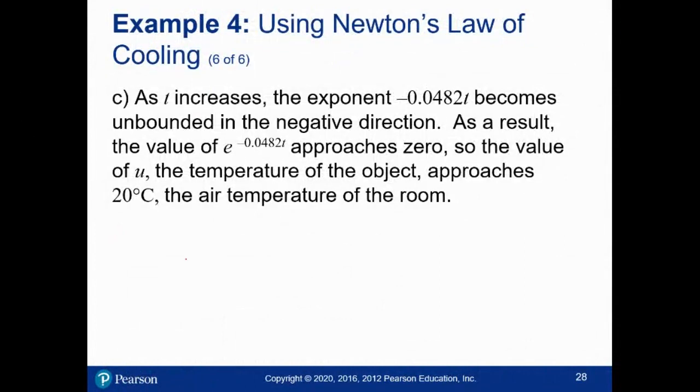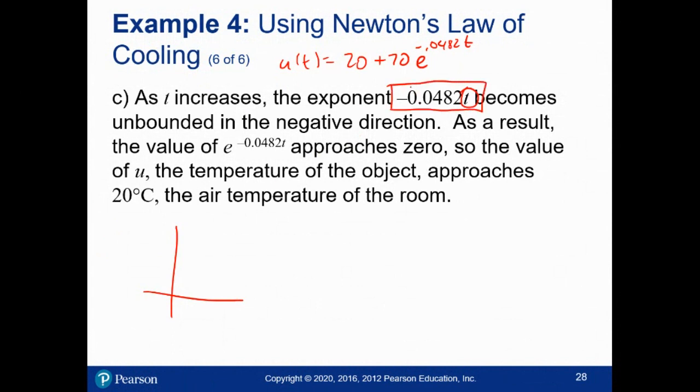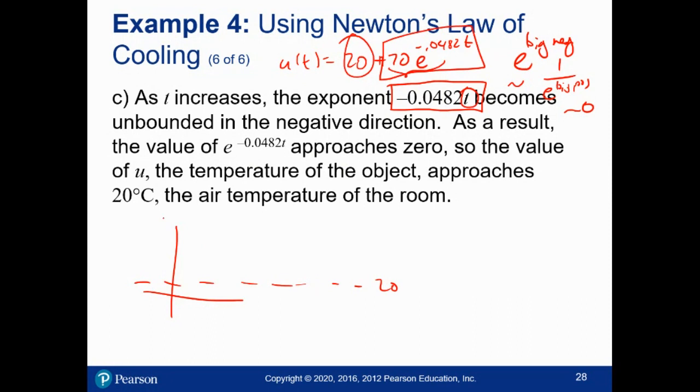So what happens as t increases? If you plot this function, U of t equals 20 plus 70 e to the negative 0.0482t. As t gets really big, the exponent gets very big but negative. So what happens to e to a big negative number? This is the same as 1 over e to a big positive number. That's very close to 0. So this bit here is very close to 0, meaning overall you just have 20. And if you plot this function, what you'll see is that it has this as a horizontal asymptote.